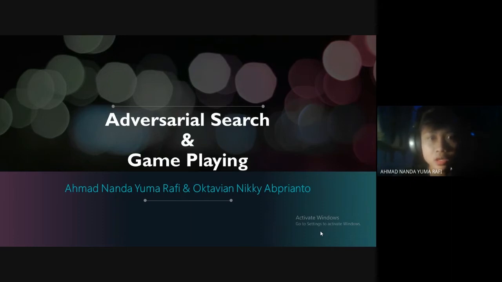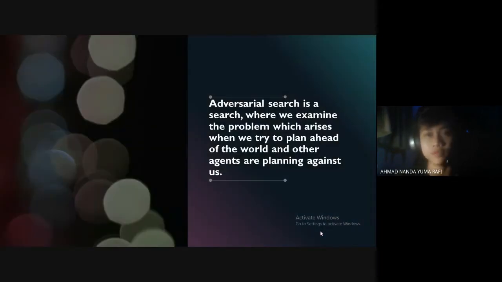Here we are trying to describe adversarial search and game playing. First, adversarial search is a search where we examine the problem which arises when we try to plan ahead of the world and other agents are planning against us.